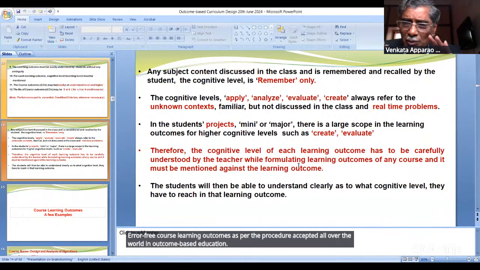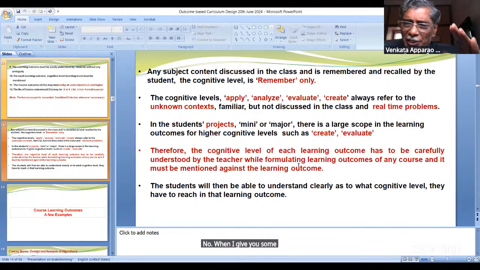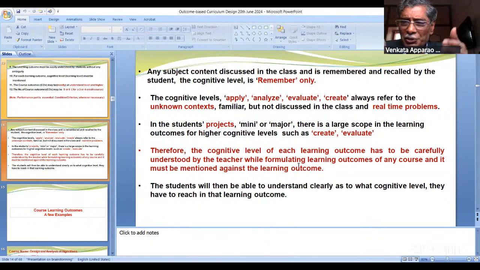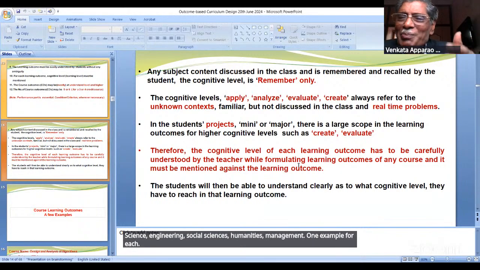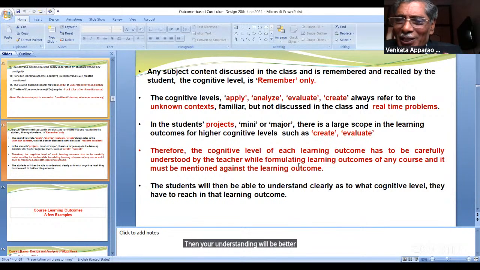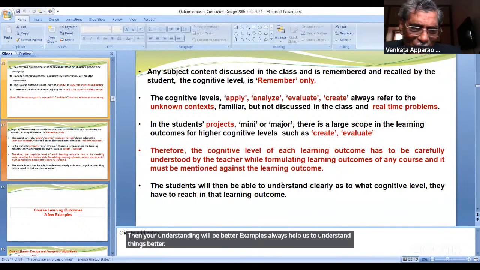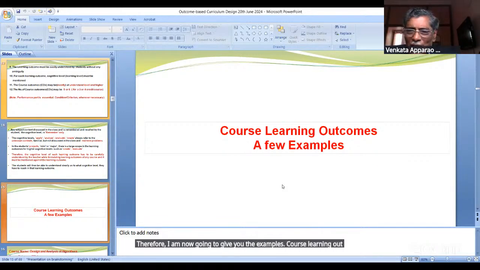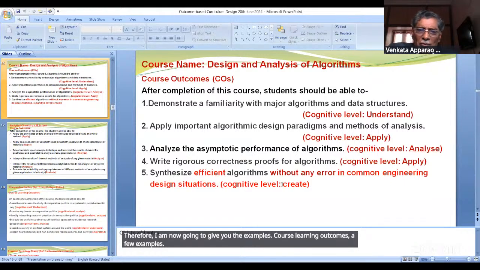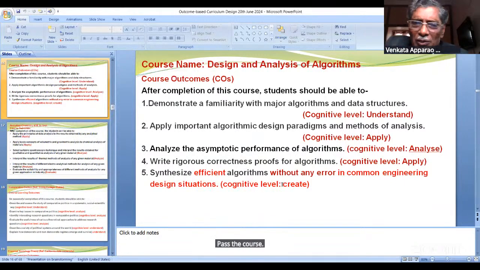Now, when I give you some examples related to each category, science, engineering, social sciences, humanities, management, one example for each, then your understanding will be better. Examples always help us to understand things better. Therefore, I am now going to give you the examples. Course learning outcomes, a few examples. First course. Course name, design and analysis of algorithms.